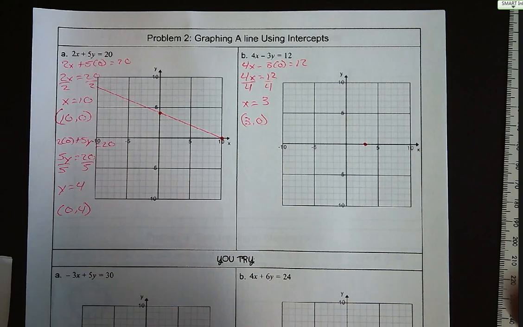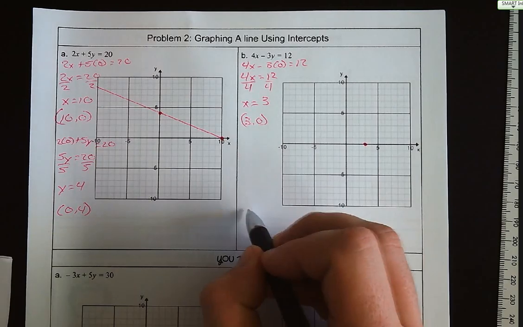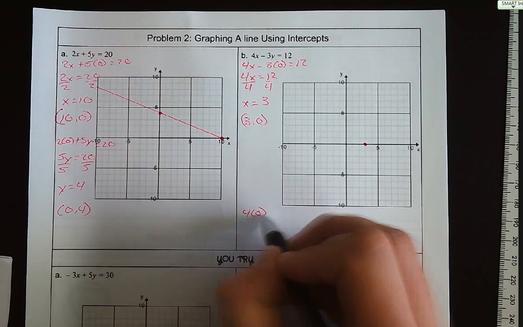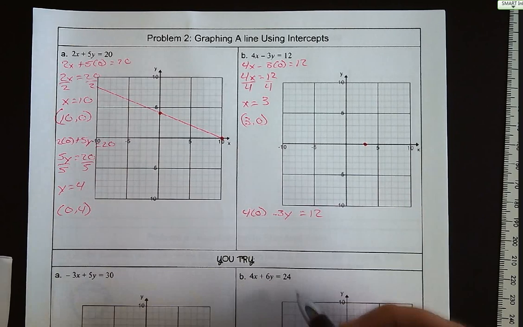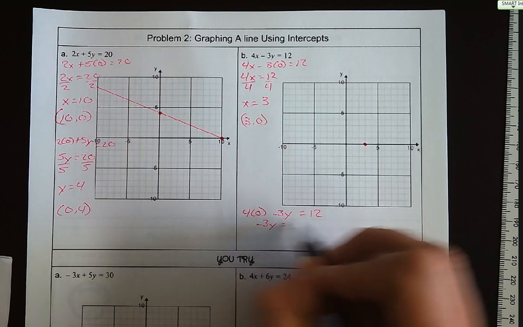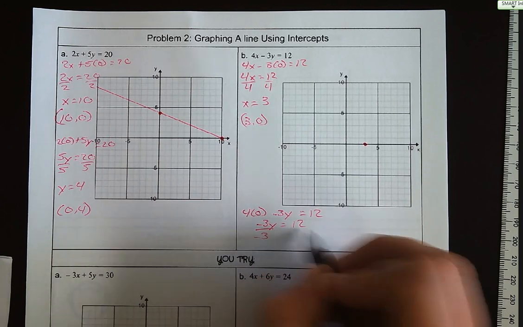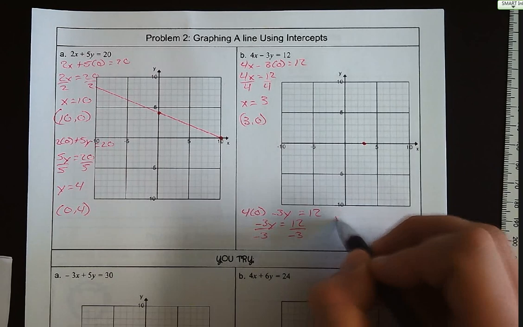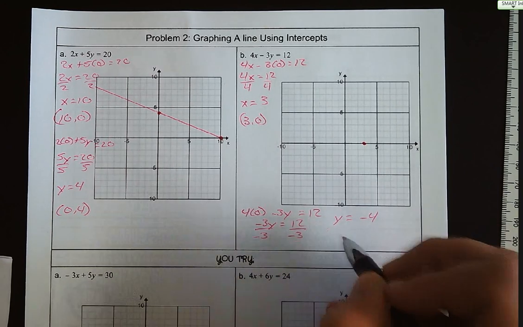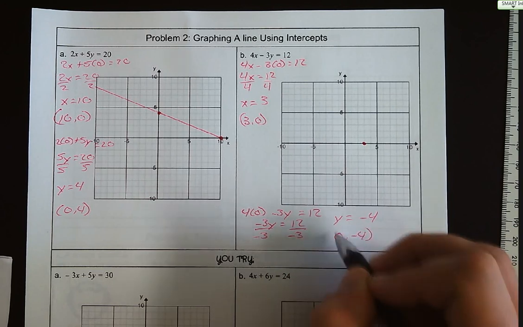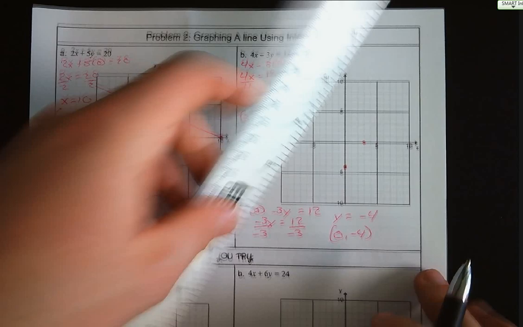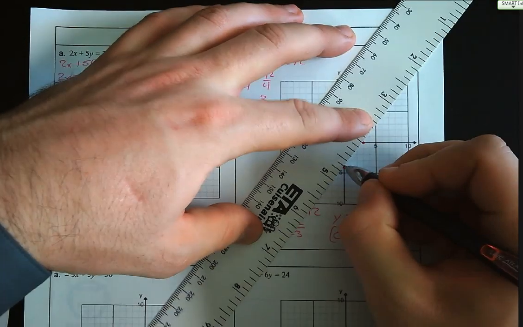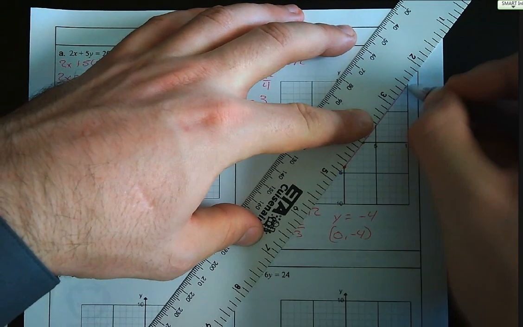Okay. For the second half, we plug in 0 for x. So we have 4 times 0 minus 3y equals 12. So negative 3y is equal to 12. Divide both sides by negative 3. And y is equal to negative 4. So you have the coordinates 0, comma negative 4. So you're going to go down 4 from the origin. So you've got 2 points there, and now you're going to use your straight edge and draw in your line. Again, make sure it goes all the way across your grid.